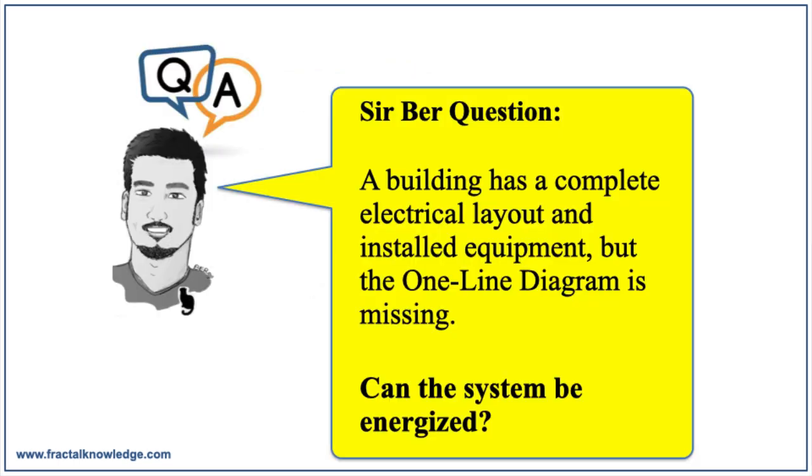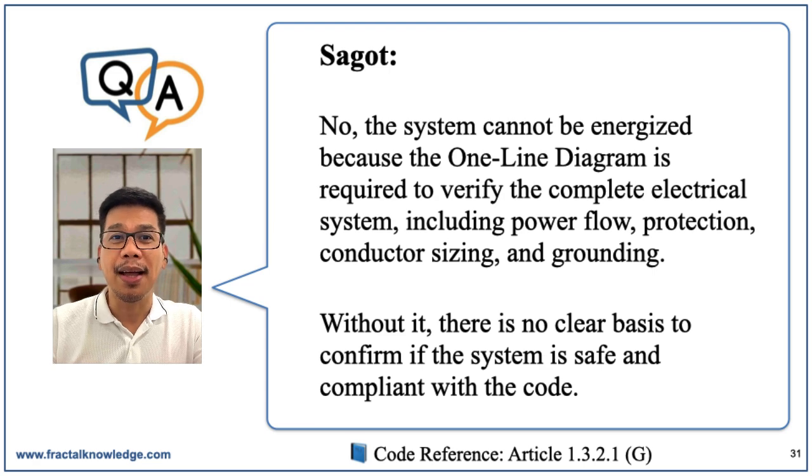Sample question. A building has a complete electrical layout and installed equipment, but the one-line diagram is missing. Can the system be energized? Very good question, di ba? So, no, the system cannot be energized because the one-line diagram is required to verify the complete electrical system, including power flow, protection, conductor sizes, and grounding.